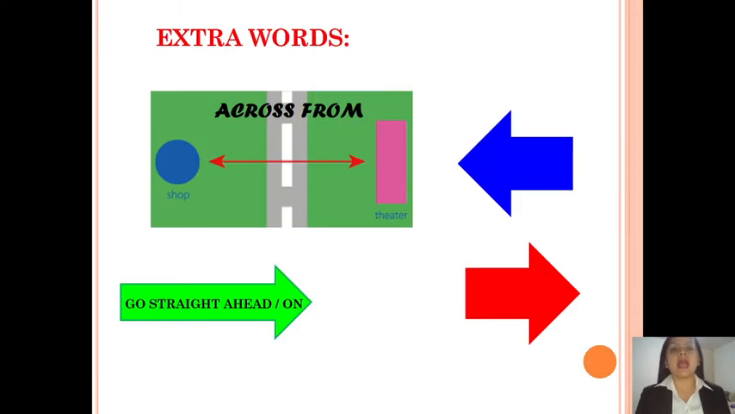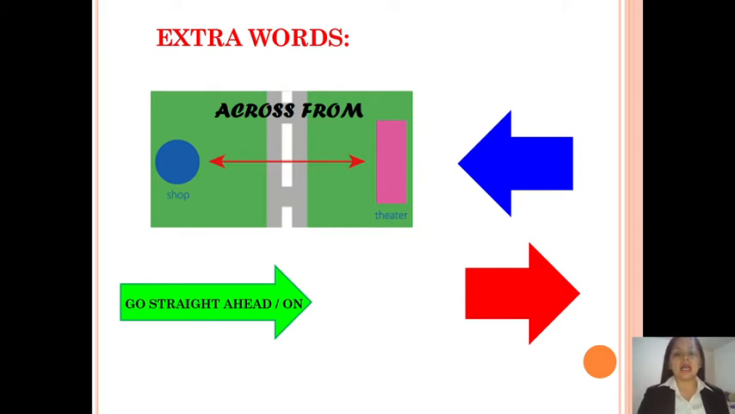We have some extra words. Let's start with the first one, that is across from. For example, the shop. Let's imagine that this is a shop. It is across from the theater, right? If you look at a picture, there is something here in the middle, right? It's across from. You have to cross to get to the theater, right? So remember that part. That is very important information.